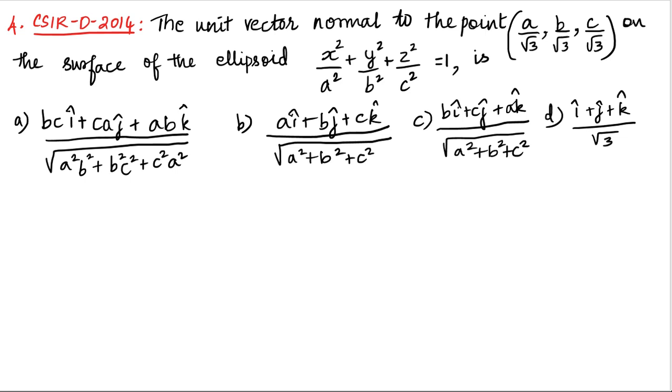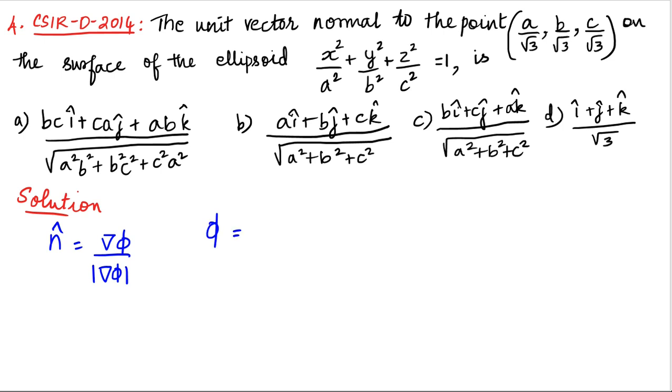So, here we need the unit vector normal at the point a by root 3, b by root 3, c by root 3, which is given on the surface of the ellipsoid. So we have to find the unit vector perpendicular, the unit vector normal to this point. Basically, to find the unit vector, what do we do? n cap will be equal to del phi by mod of del phi.